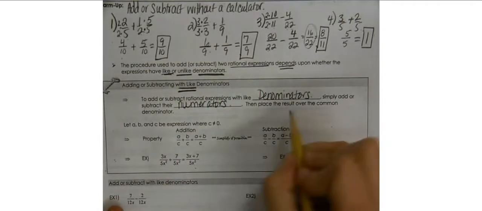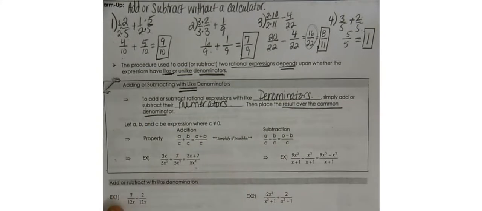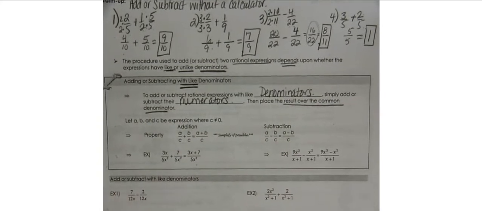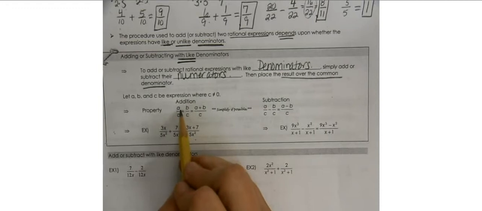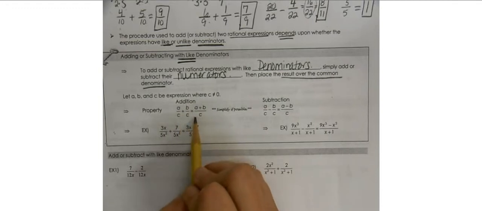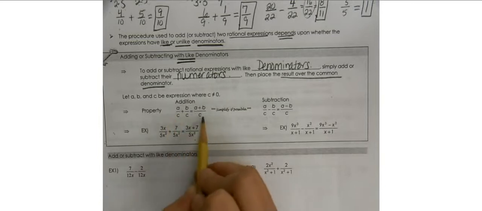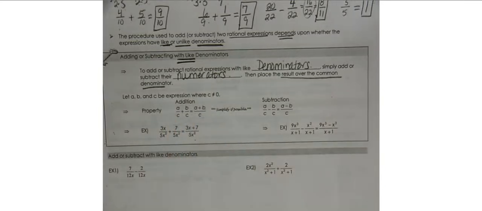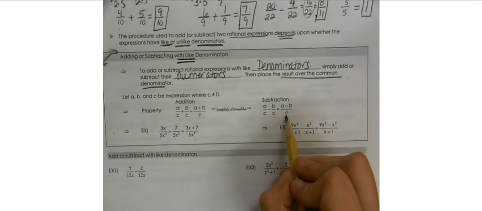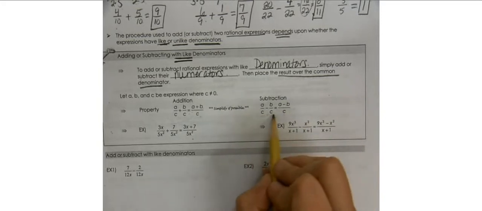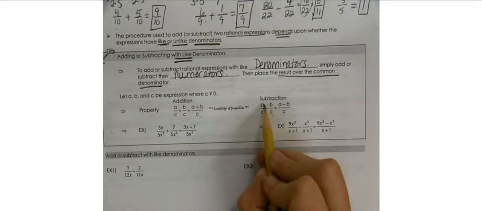Then we place the result over the common denominator. So that's exactly what we're going to do. So we have our property of A over C plus B over C. Well, they both have a common denominator of C, so we simply add the numerators. The same thing goes with subtraction. So if we have a common denominator, we're going to simply subtract our numerators.